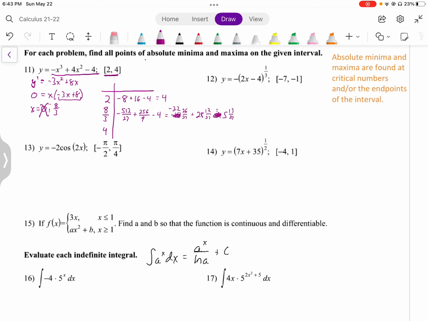Now we're coming down to our last one. Put in 4, you get negative 64 plus 4 times 16, that's also 64, minus 4. That's negative 4. And so it looks like our max is at 8/3, 5 and 13 27ths. That's our max. And then the min is at 4, negative 4. And so those are the two answers.